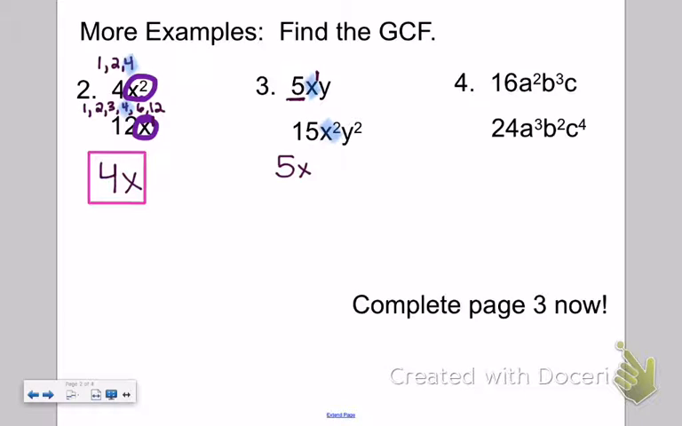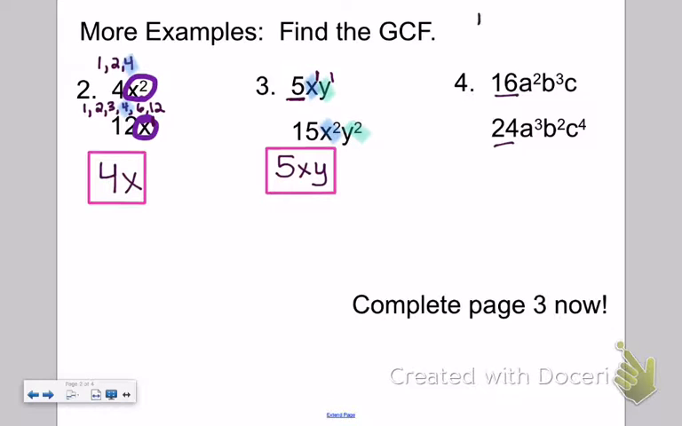And then we look at our other variable, y to the first and y to the second. So just like the last one, you can only take out the least exponent. So I can take out 1y, and that is my GCF. Number 4 is a little more complicated, but that's okay. We have 16 and 24. 24 is not divisible by 16, so let's go ahead and list them.